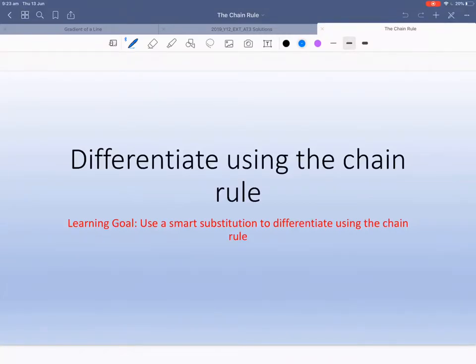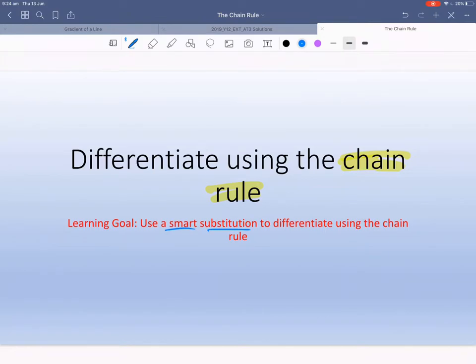In this lesson, we're going to start looking at more complex functions to differentiate. And we need to upskill, and one of the main skills that we'll be using in this course is called the chain rule, okay? So we're going to use smart substitution to differentiate using the chain rule.